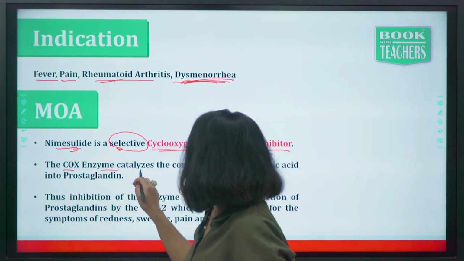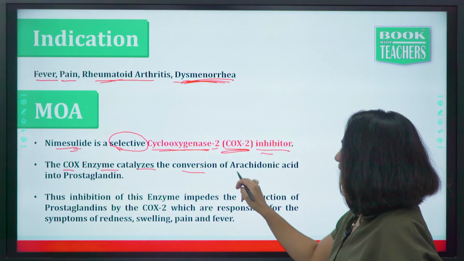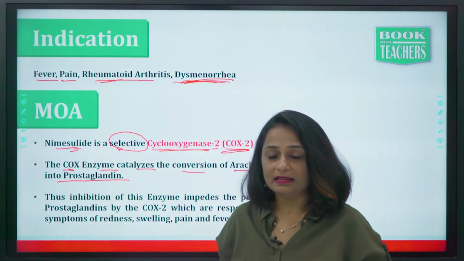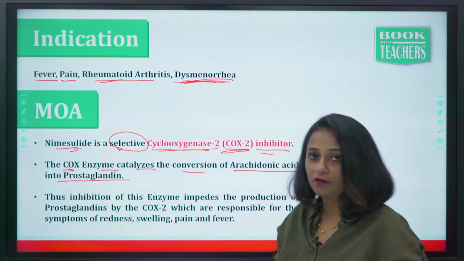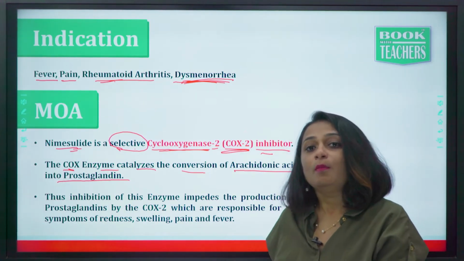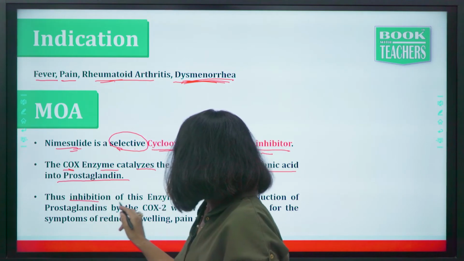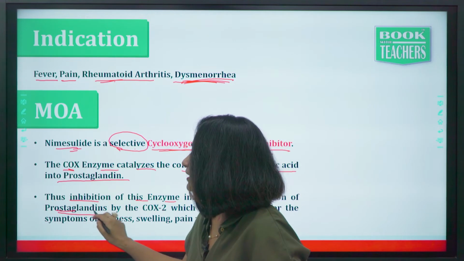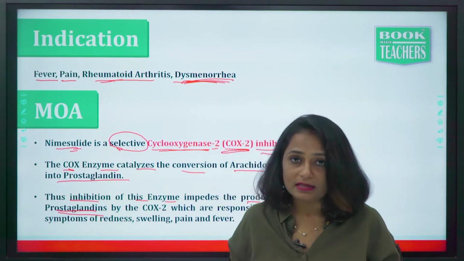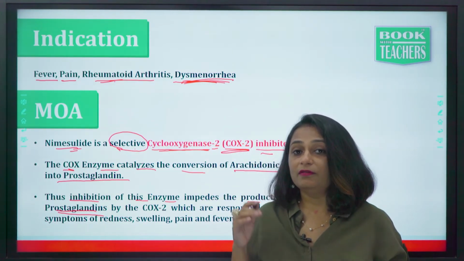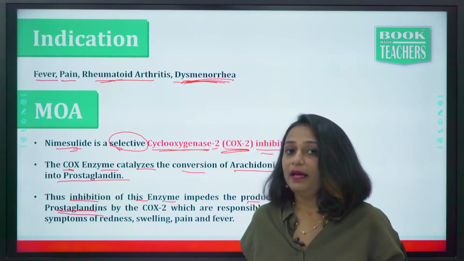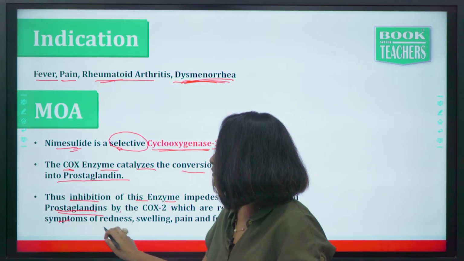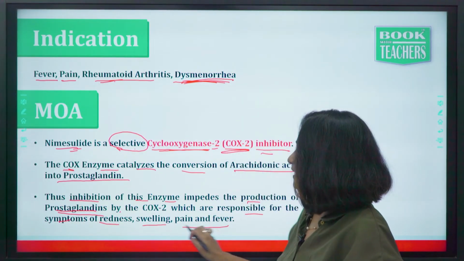The COX enzyme catalyzes the conversion of arachidonic acid into prostaglandins. So this COX enzyme is required for the conversion of arachidonic acid into prostaglandins. Thus, the inhibition of this enzyme impedes the production of prostaglandins. Impedes means what? It decreases the production of prostaglandins, which are the sensors of the pain, produced by COX-2, and which are responsible for the symptoms of redness, swelling, pain and fever.